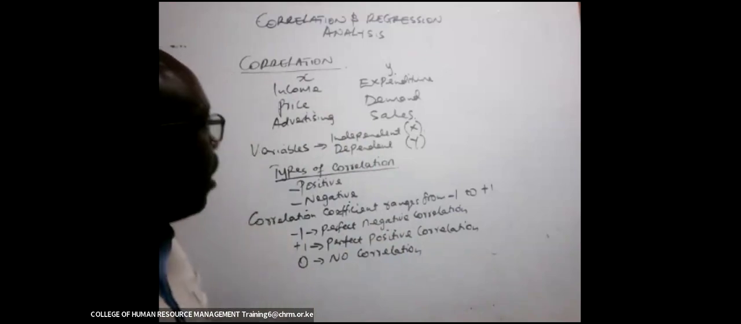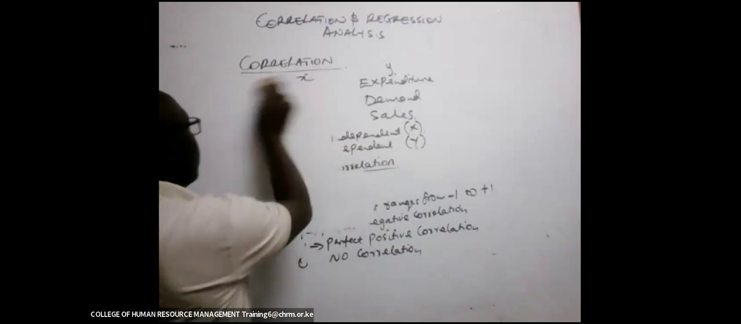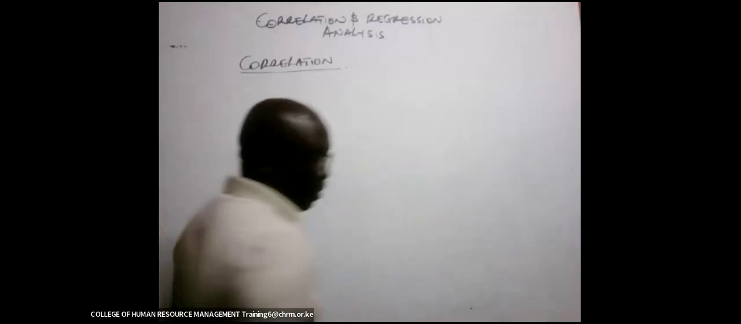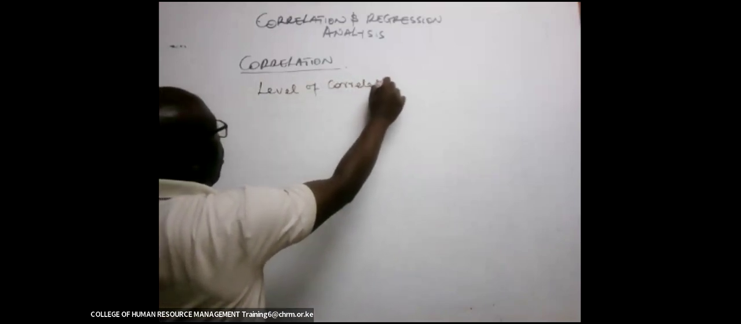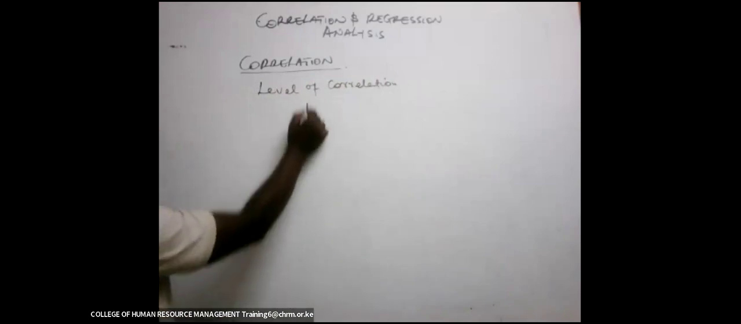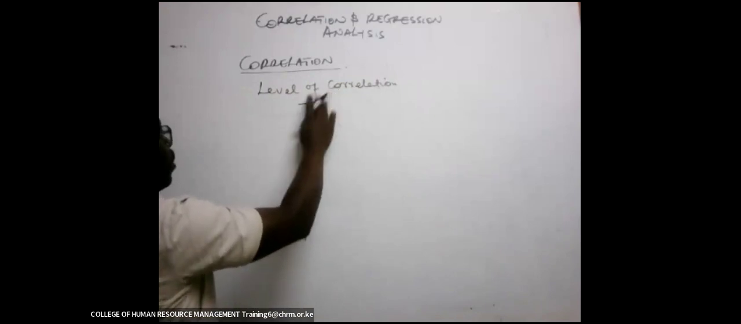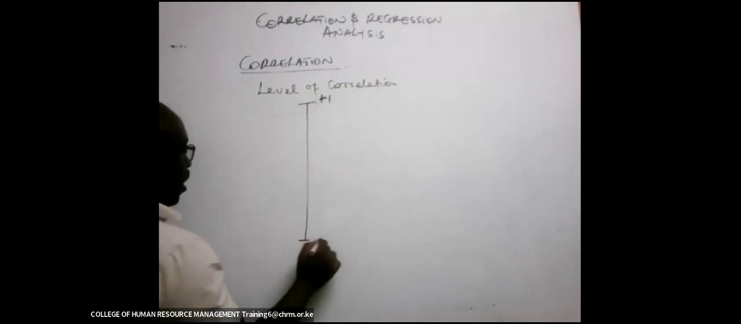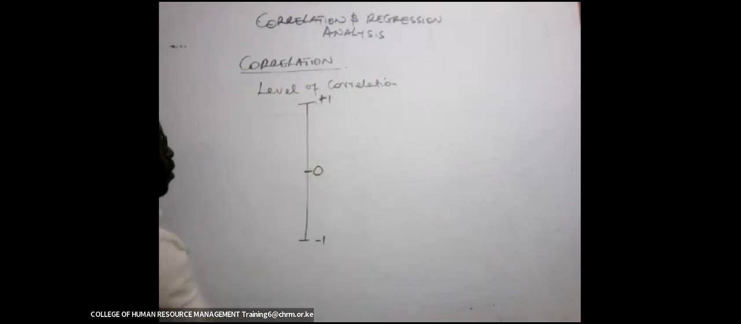So, in a nutshell, when it comes to the level of correlation, we can have it like a numbering, whereby the highest can be +1 and the lowest is -1. In between -1 and +1, we have 0.